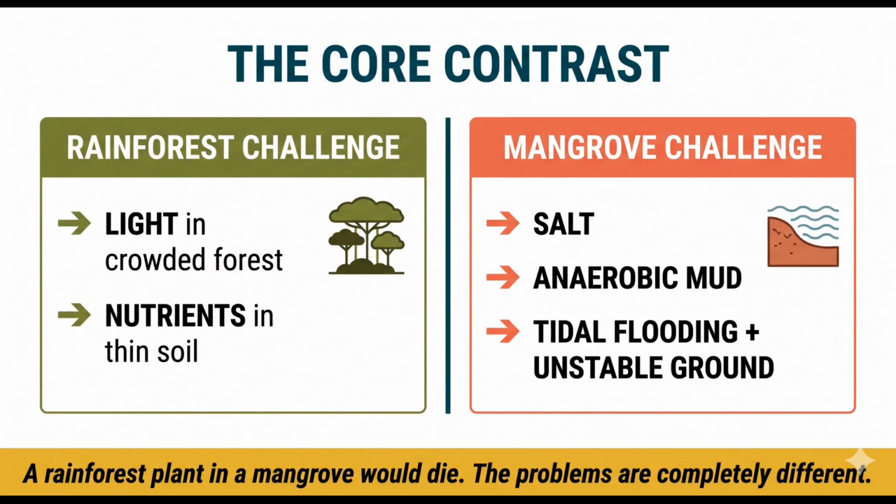Here is the core contrast, and I want you to write this down. A rainforest plant transplanted into a mangrove would die. Not because of the temperature, not because of the rainfall, but because of the salt, the flooding, and the anaerobic soil. The adaptations that help in a rainforest: large leaves for capturing light, drip tips to shed water, buttress roots for structural support in thin soil. None of these solve the mangrove's problems. The adaptations are built for completely different survival problems. That is the insight that will help you answer any comparison question in the exam.